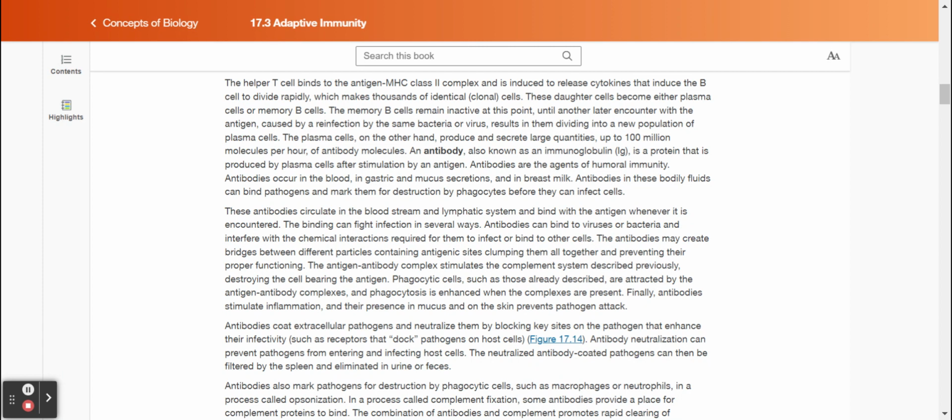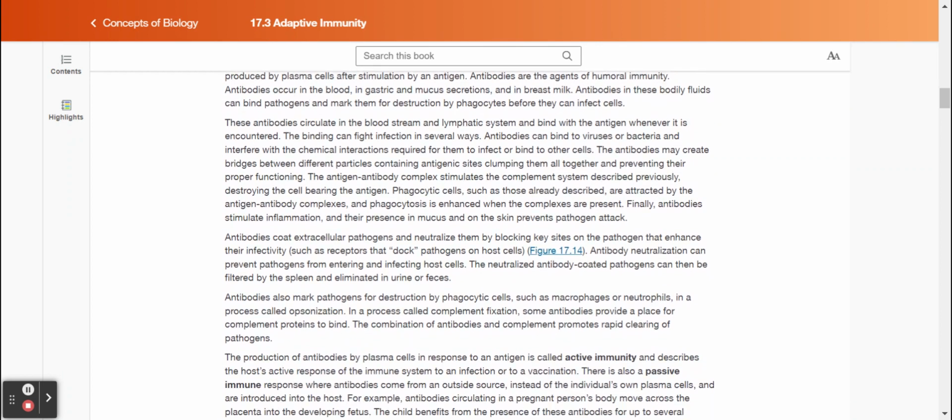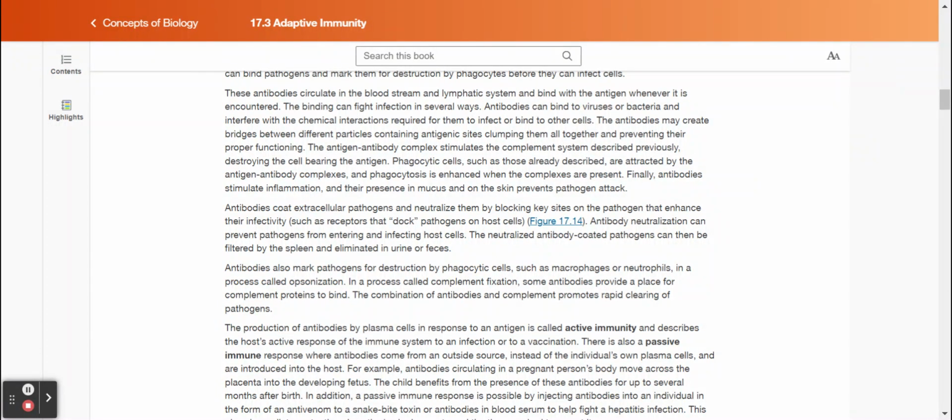Antibodies are the agents of humoral immunity. Antibodies occur in the blood, in gastric and mucus secretions, and in breast milk. Antibodies in these bodily fluids can bind pathogens and mark them for destruction by phagocytes before they can infect cells. These antibodies circulate in the bloodstream and lymphatic system and bind with the antigen whenever it is encountered. The binding can fight infection in several ways.